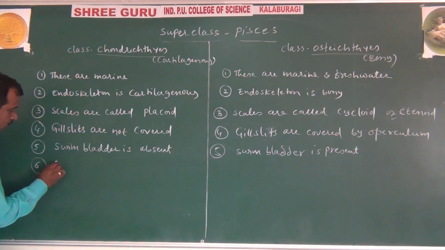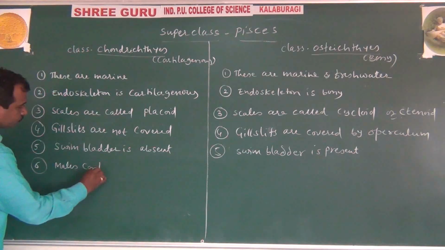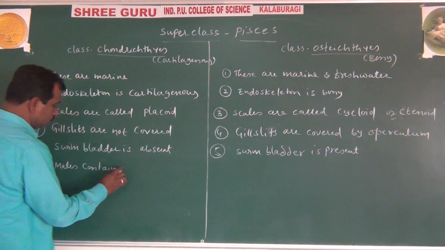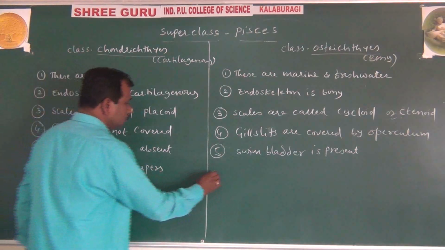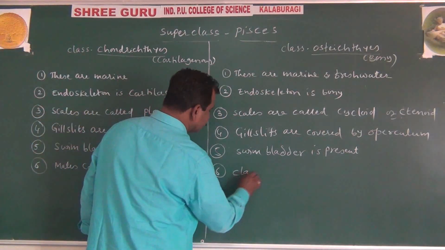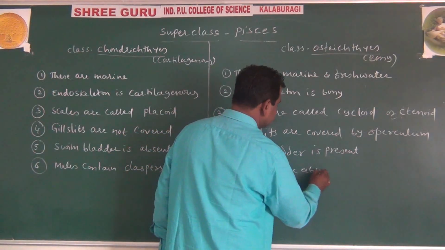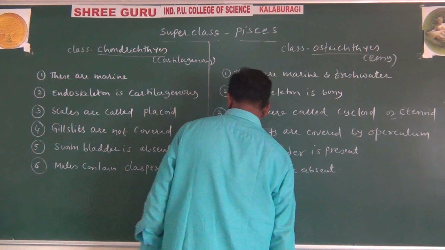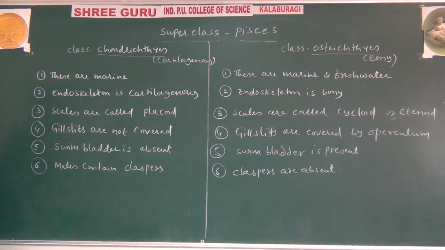Next is males contain claspers. Sixth one, claspers are absent. So now here we have to observe this, then we are going to move towards the next character.